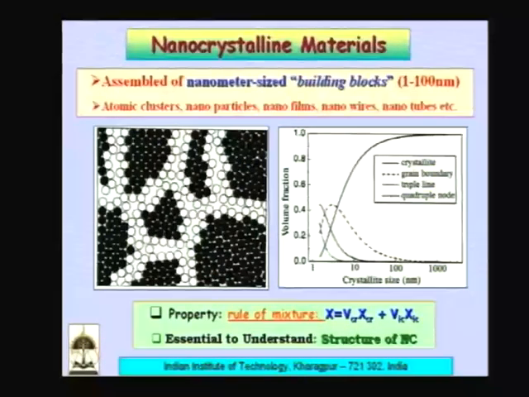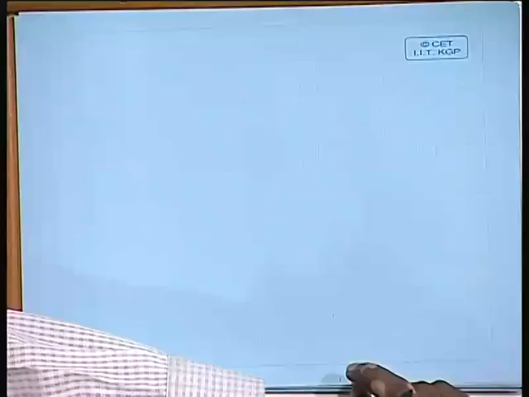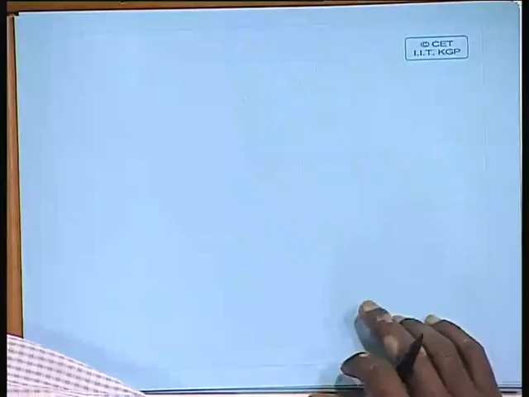But basically if you look at this picture, what you see is that any material is made up of grain and grain boundary. Okay. And if you take a material which is basically polycrystalline, of course, I am not talking of single crystals.